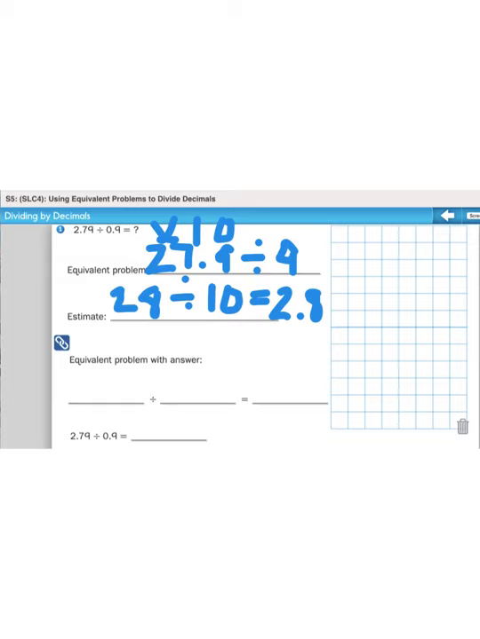Okay, so our equivalent problem with the answer would be 27.9 divided by 9 equals 3.1. And so that also tells us, since it's an equivalent problem, that 2 79/100 divided by 9/10 is 3.1.